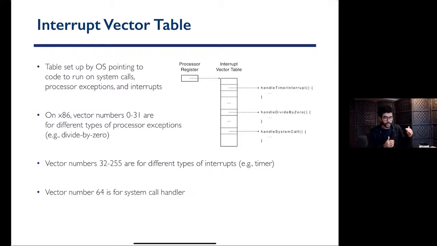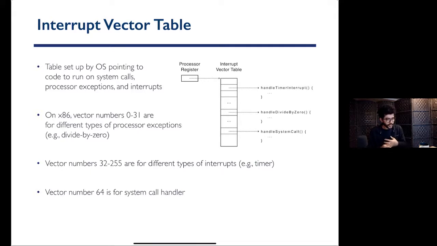From 32, the 33rd element until the 256th element, these are reserved for different types of interrupts, like the timer interrupt, let's say, IO interrupt, and so on and so forth. So you might have multiple timer interrupts, as we have in our DE1 boards.